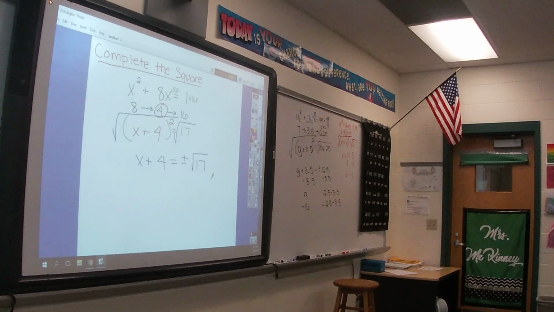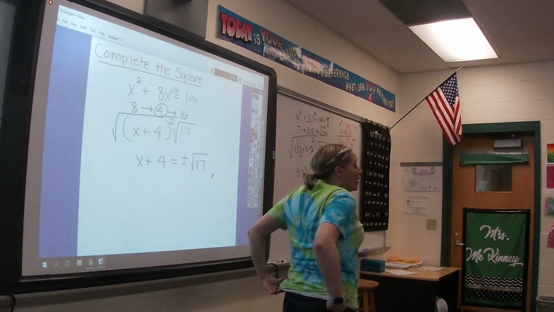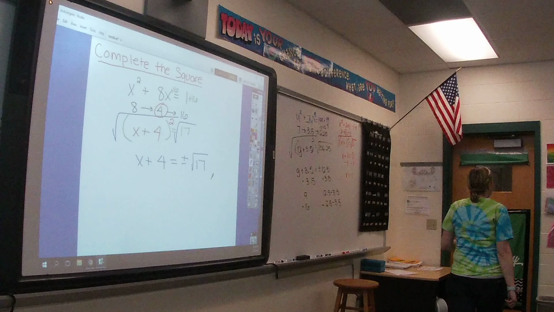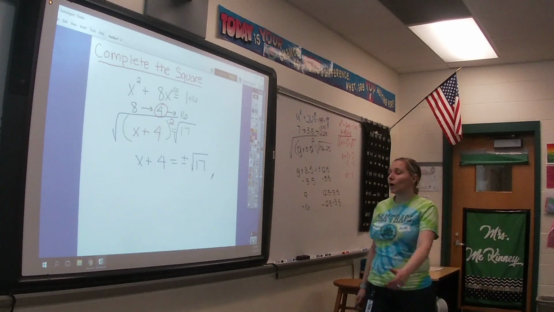We still have to subtract 4 from both sides. We do still have to solve though. So to solve this, how would we undo adding 4? Subtract. We would subtract 4.